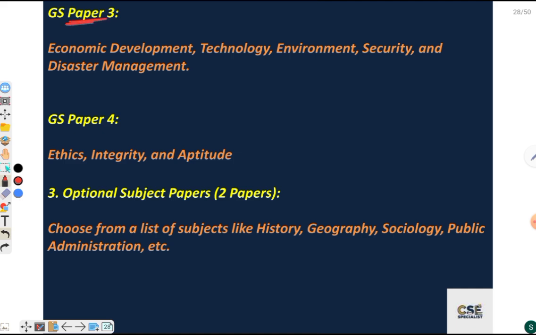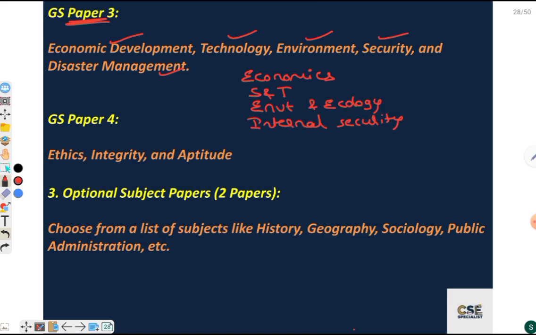In GS3, the syllabus is economic development, technology, environment, security and disaster management. The subjects you have to cover in this are economics, science and tech, environment and ecology, internal security and disaster management. The GS4 syllabus includes ethics, integrity and aptitude, and you have to cover ethics, integrity and aptitude in detail.